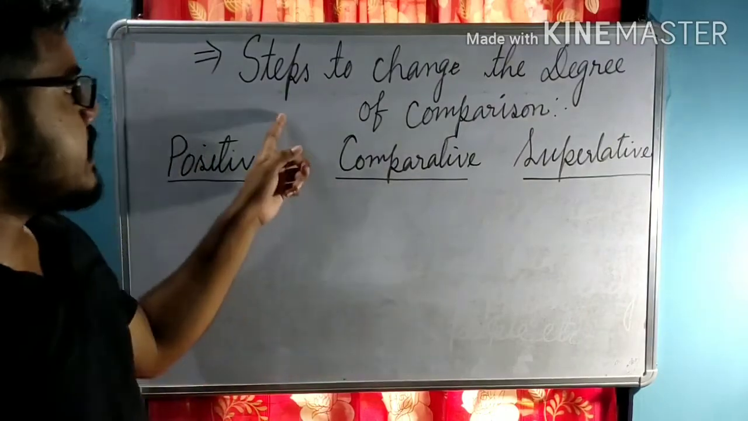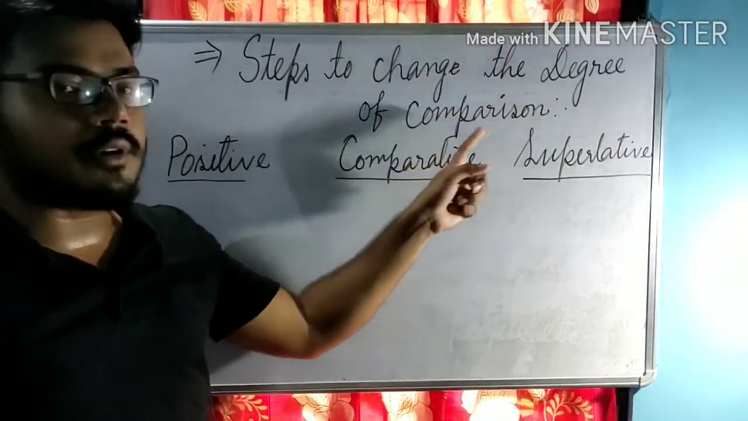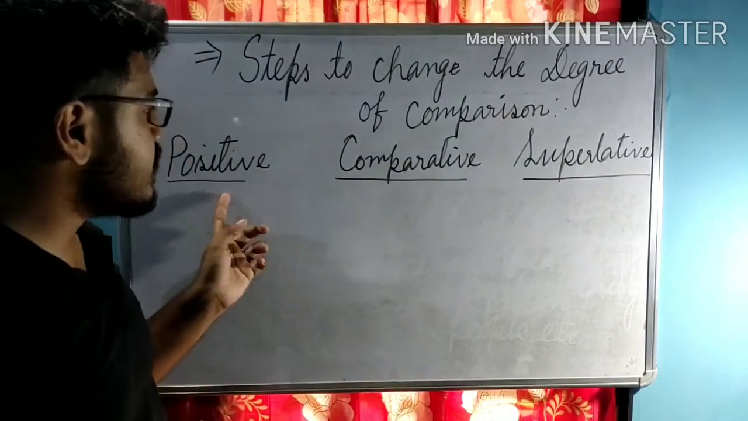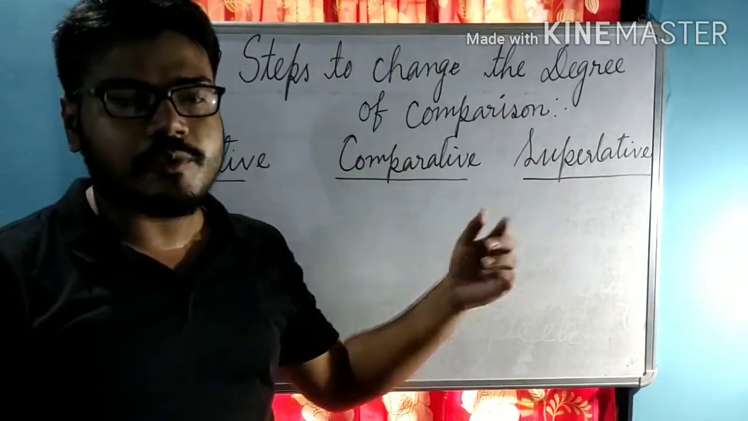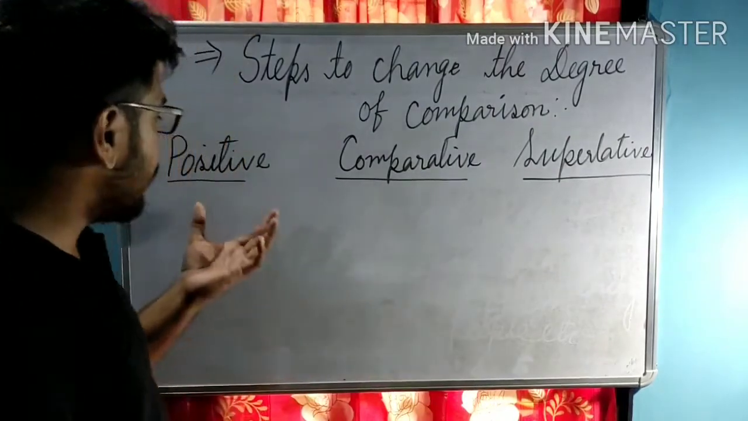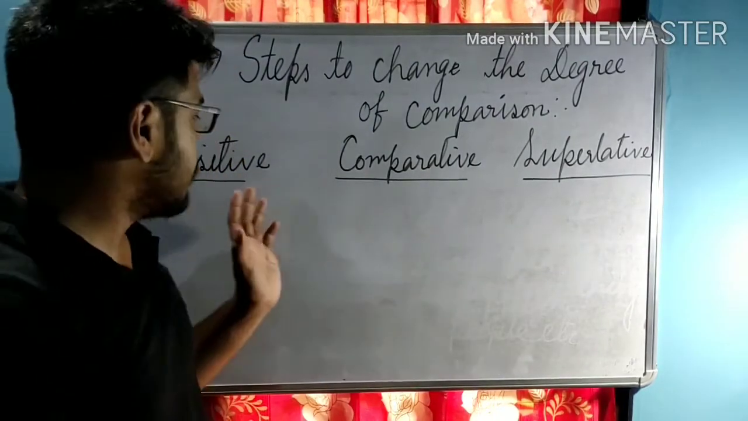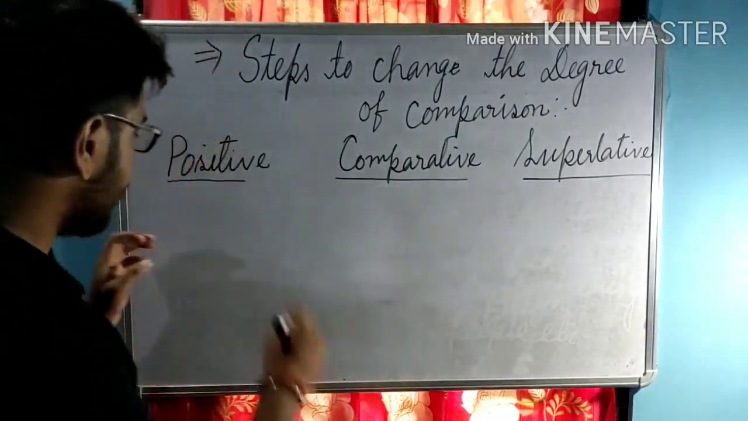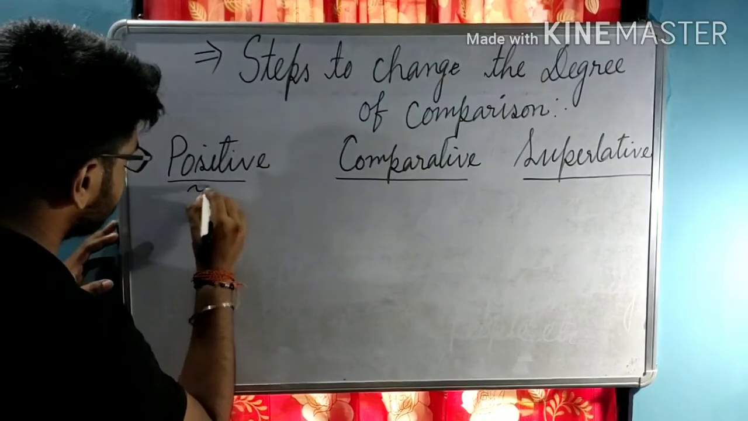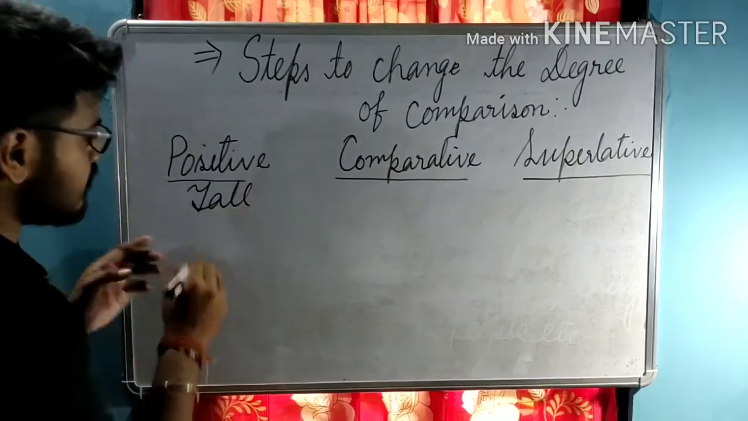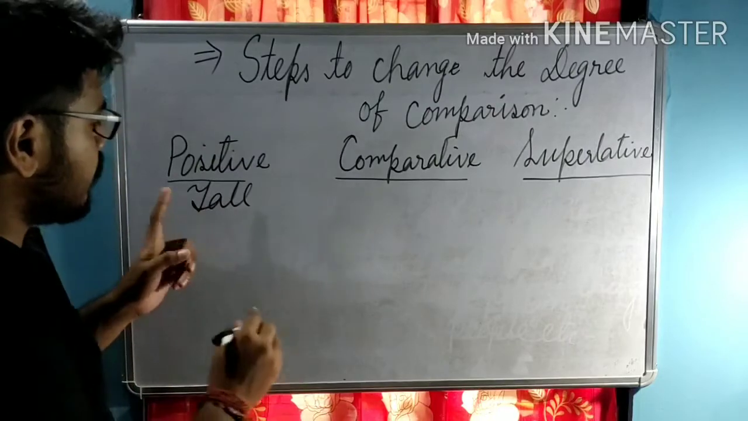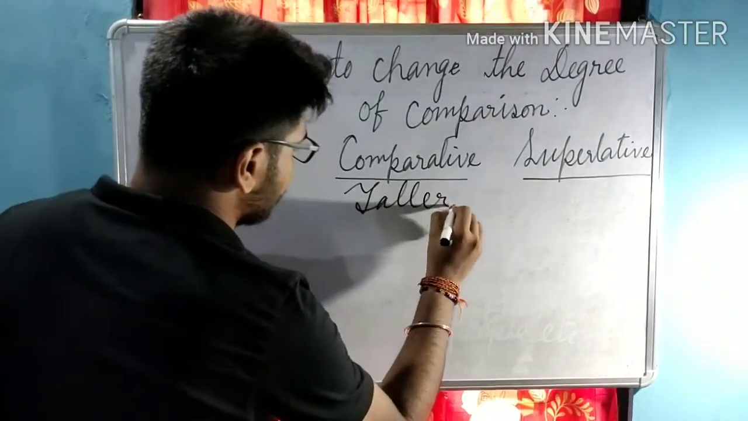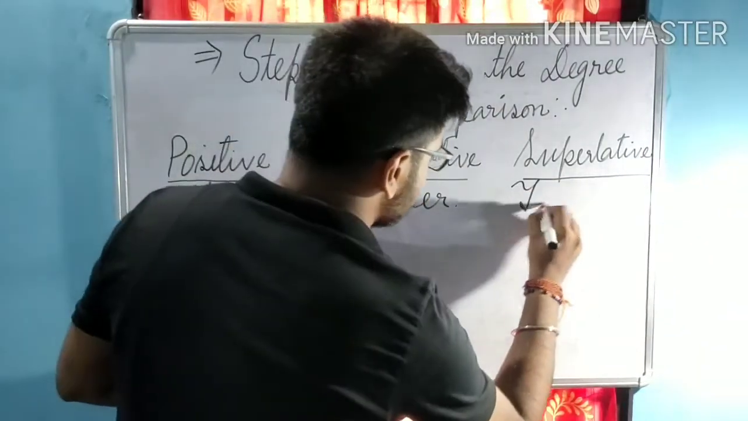Before going to the steps to sense the degree of comparison, I want you to look at this: positive, comparative, superlatives. So for your understanding, I am going to give some examples of positive, comparative, and superlative, how to use. So let us take an example: tall. So this is the positive degree, and what is the comparative degree of tall? It is taller. And the superlative degree is tallest.